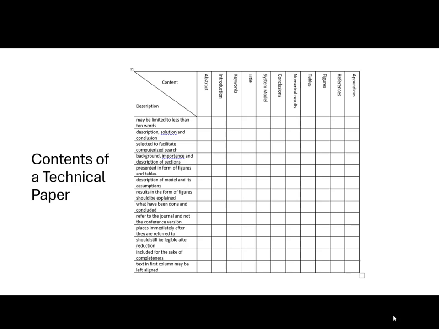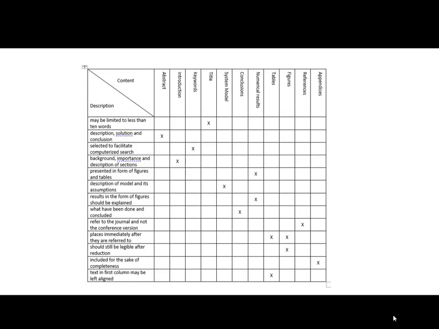It's a matrix question that talks about the contents of technical paper, and this is the solution to the matrix question, where you can see that you can have more than one tick mark in the same row and more than one tick mark in the same column. For example, numerical results should be presented in the form of figures and tables, and at the same time results in the form of figures should be explained.